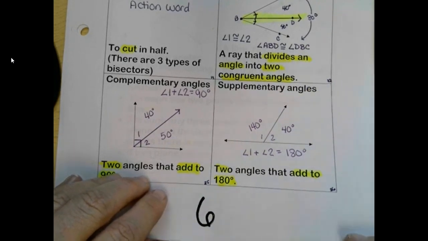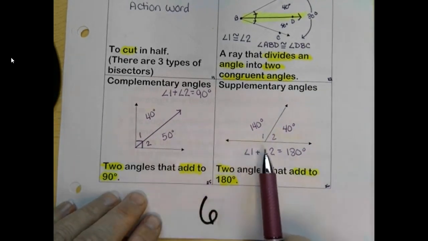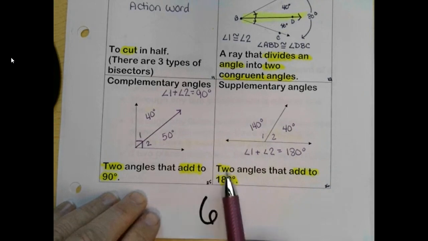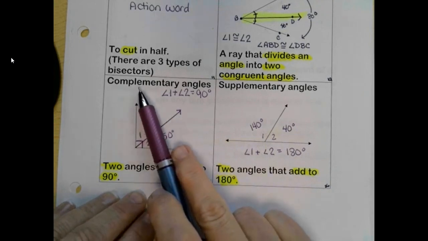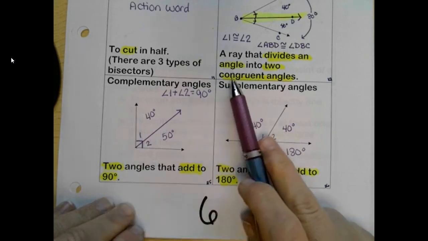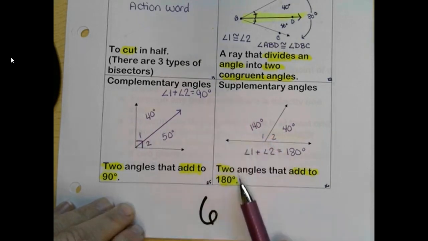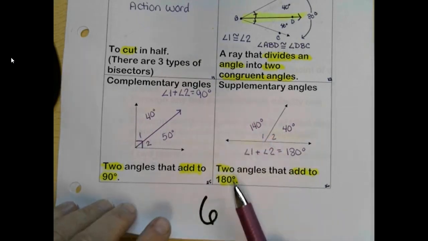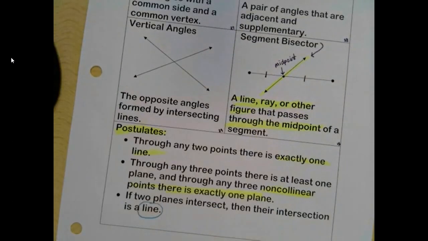If you get confused about which word goes with which, 90 or 180, complementary comes first in the alphabet, and it goes with the first number that you come to. Supplementary comes second in the alphabet. It goes with the second number, if you were looking at the numbers on a number line.